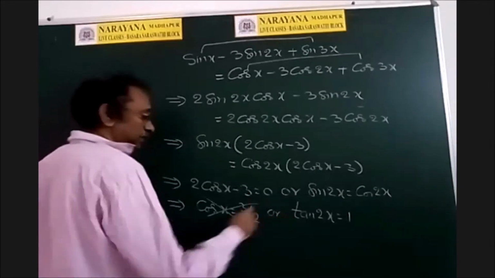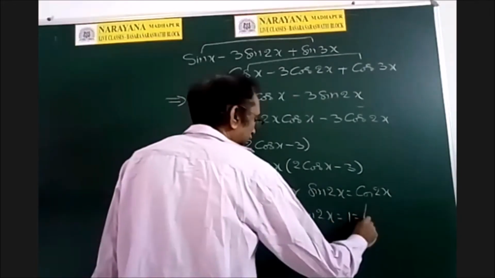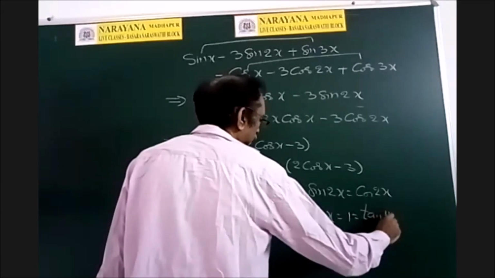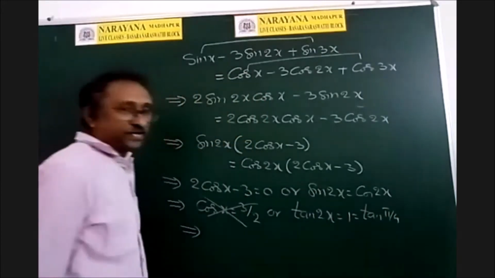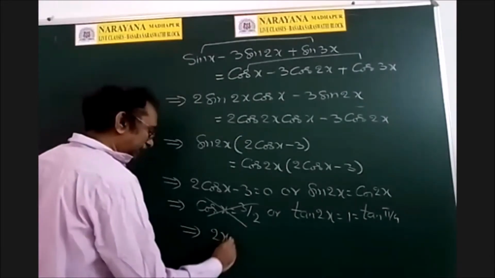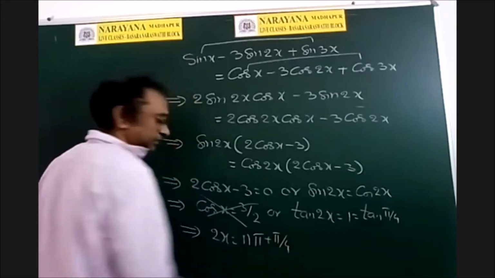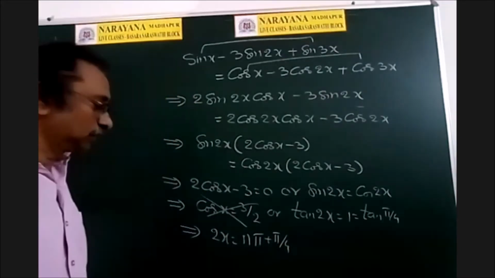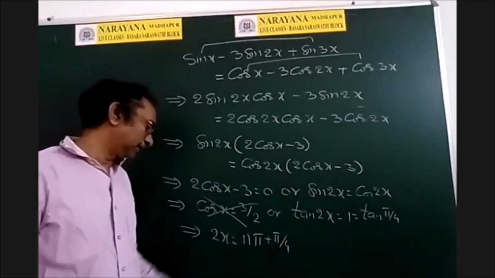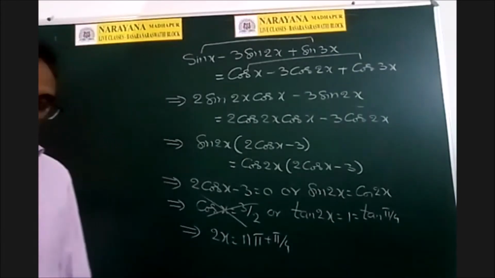And see this one. tan 2x is equal to 1. So 1 means tan pi by 4. So tan 2x is equal to tan pi by 4, and therefore 2x is equal to n pi plus pi by 4. And finally, x is equal to n pi by 2 plus pi by 8. That is the solution.